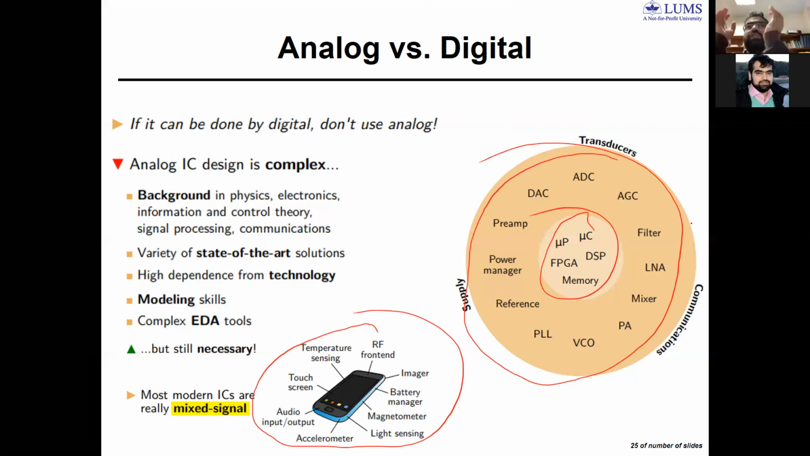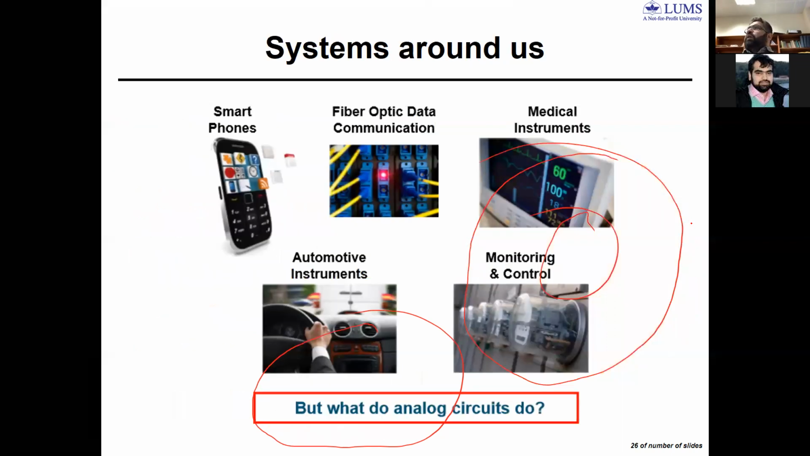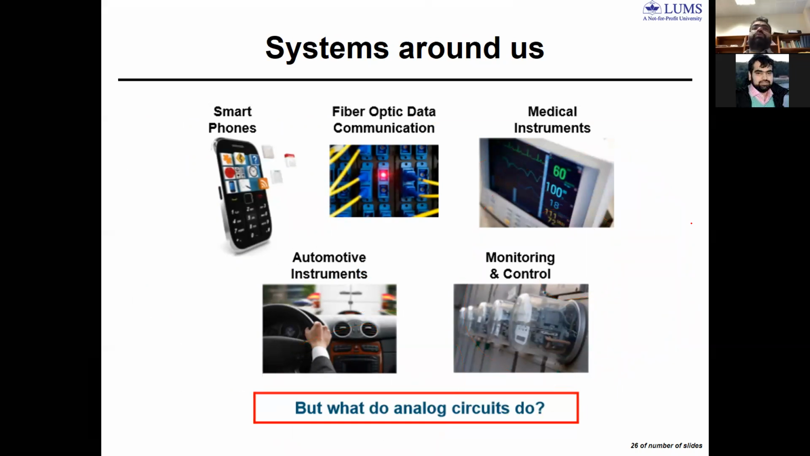So हमें analog circuits के through ही हम digital पे जा सकते हैं. Path is difficult but demanding and worth putting an effort. So that's what I can only say. And system around us again, just the same thing, iteration. You have smartphones, you have fiber optic data, जो आपके fiber आ रहा है, that is analog.